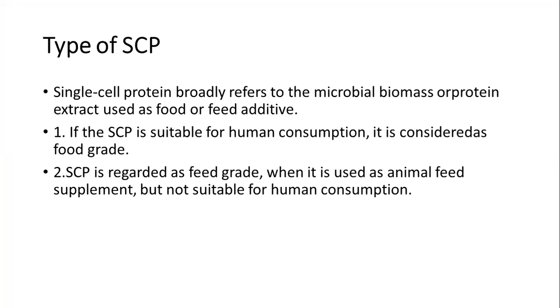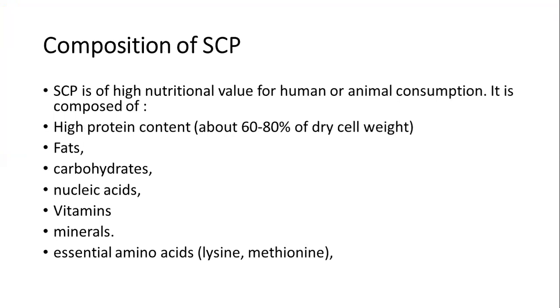SCP is classified into two types, the food grade and feed grade. SCP suitable for human utilization is known as the food grade. SCP suitable for animal feed as a supplement is referred to as feed grade. Let us see the composition of SCP. It has high protein content, about 60 to 80% of dry cell weight, along with fat, carbohydrate, nucleic acid, vitamins, minerals, and lysine and methionine, which are essential amino acids.